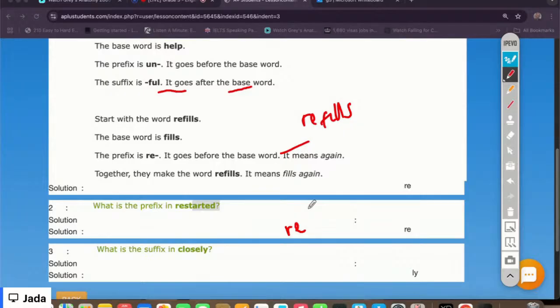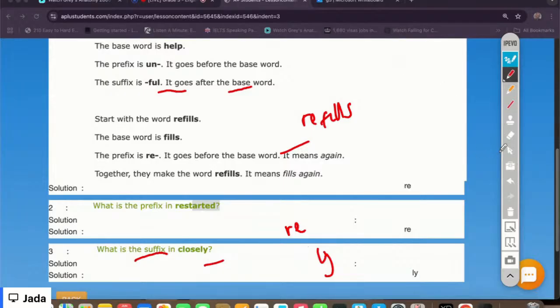All right. So we also have, what is the suffix in closely? What will be the suffix here? The suffix will be ly. So the ly here is the suffix. Okay? Because the suffix usually comes at the end. It never comes at the beginning, it always comes at the end. Okay?